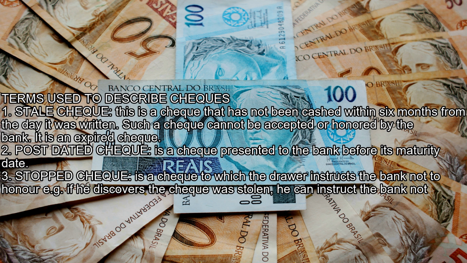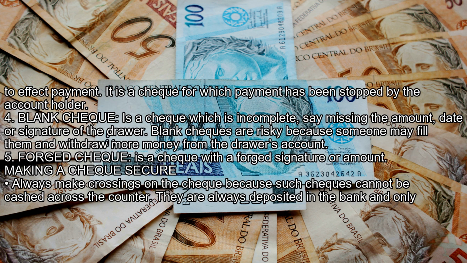3. Stop check is a check which the drawer instructs the bank not to honour, e.g., if he discovers the check was stolen, he can instruct the bank not to effect payment. It is a check for which payment has been stopped by the account holder. 4. Blank check is a check which is incomplete, say missing the amount, date, or signature of the drawer. Blank checks are risky because someone may fill them and withdraw more money from the drawer's account. 5. Forged check is a check with a forged signature or amount.